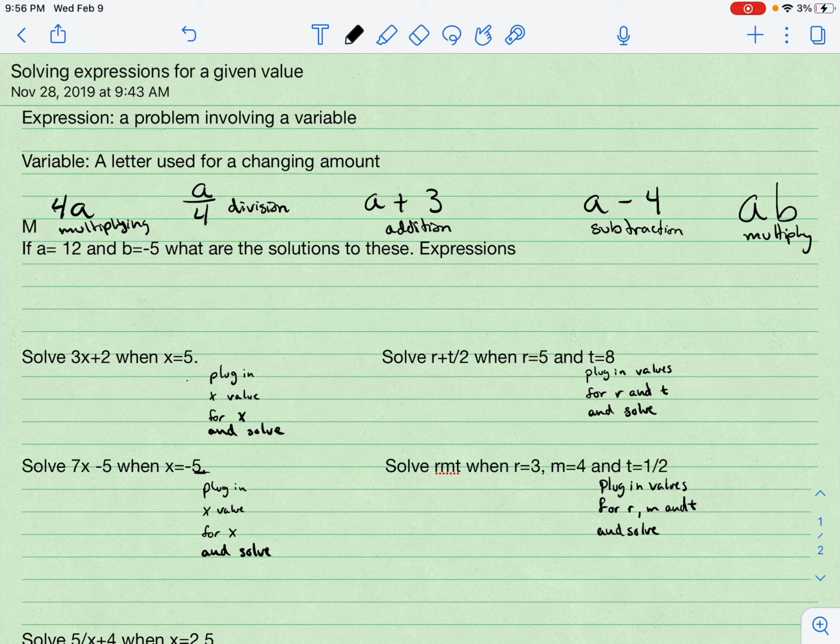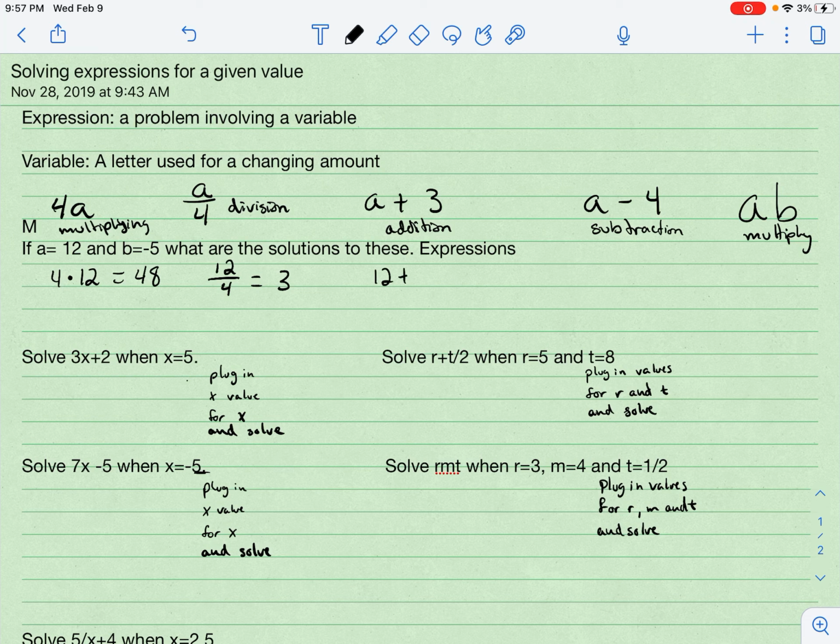So what we're looking at here is 4 times 12, which equals 48. Okay, the next one is going to be 12 over 4, which is going to equal 3. So all we're doing is we're replacing the variable with the value given. Right now we're told a is 12, but it could be anything. That a just holds the place for however many you want to put in for that variable.